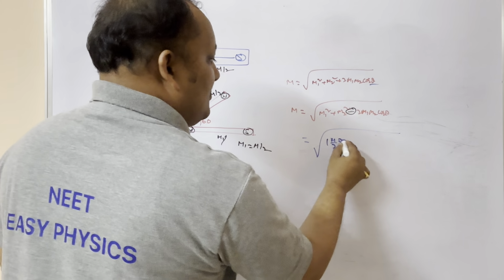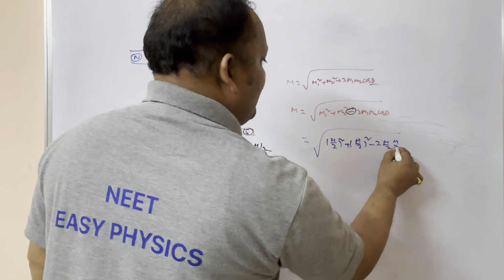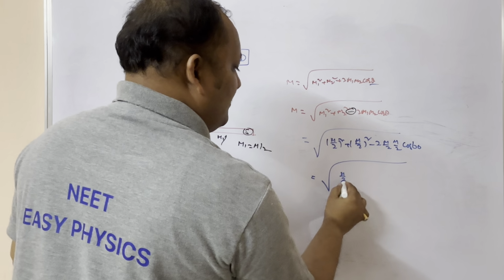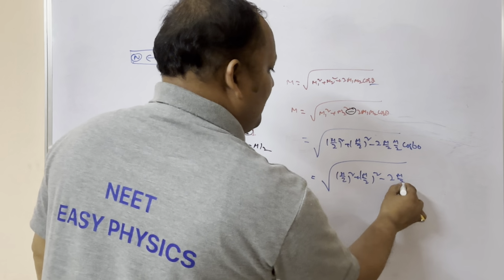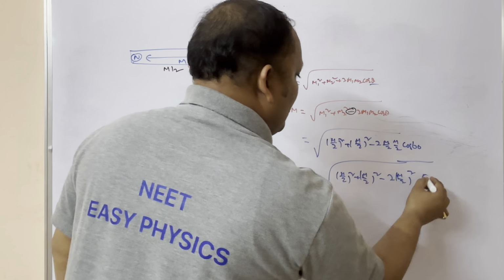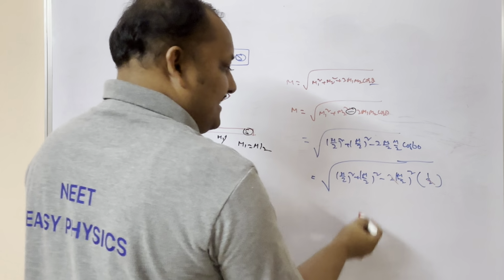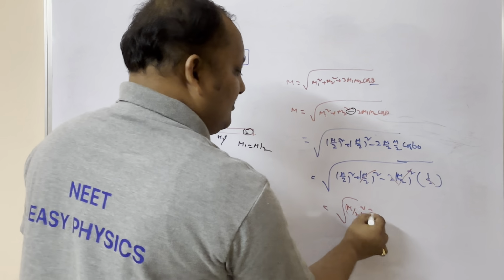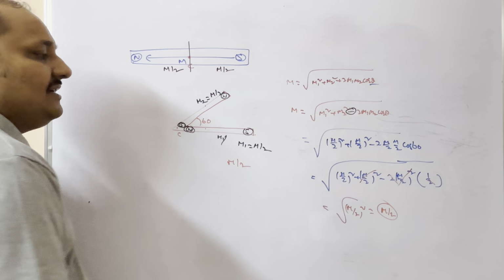So, (M by 2) whole square plus (M by 2) whole square minus 2 times (M by 2)(M by 2) cos 60. What is the cos 60 value? 1 by 2. So the 2 will be cancelled, and one (M by 2) whole square will be cancelled. Finally the answer is M by 2. So the resultant magnetic moment is M by 2.